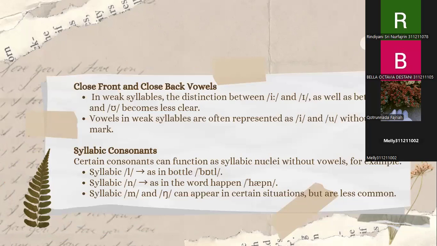In the strong and weak syllables, we talk about close front and close back vowels and syllabic consonants.